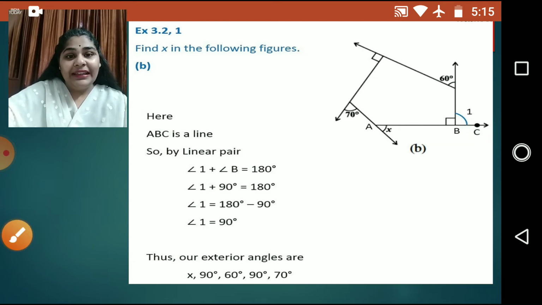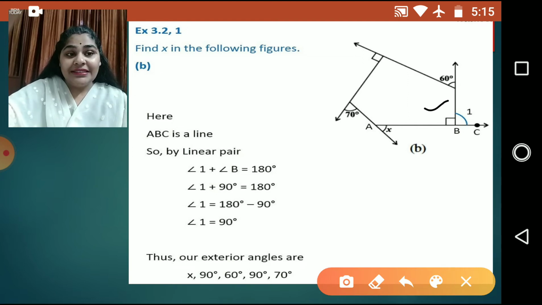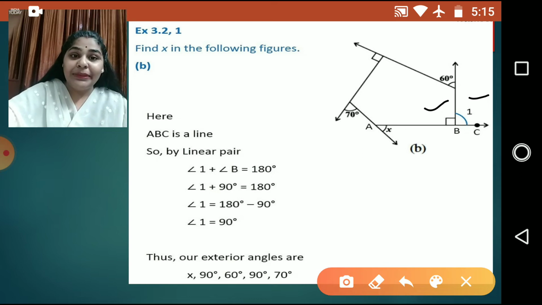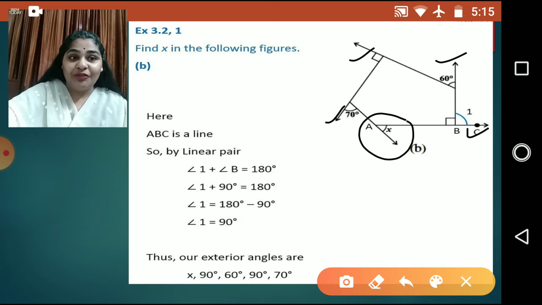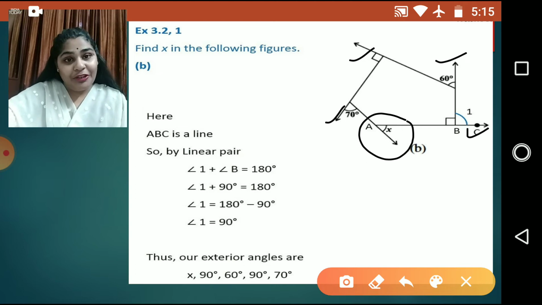So if the interior angle is 90 degrees, what will be the other? That is 180 degrees minus 90 degrees, it will be 90 degrees obviously. So hence we got all our other exterior angles. This is 90 degrees, 60 degrees, 90 degrees and 70 degrees, and only one is remaining, that is x children, which is unknown. Similarly, in the previous one I told you to add all other exterior angles, and the sum you have to subtract from 360, that is the total sum. We know that it is 360. You will get the unknown angle.